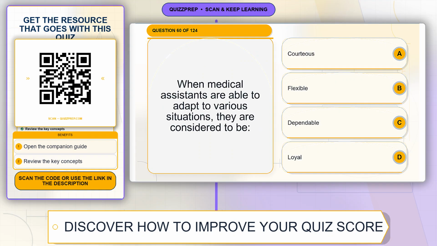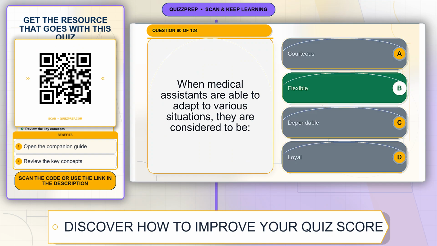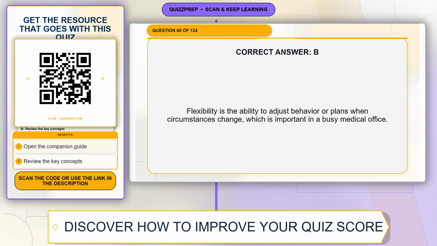Question 60. When medical assistants are able to adapt to various situations, they are considered to be: Option A, courteous. Option B, flexible. Option C, dependable. Option D, loyal. The correct answer is option B, flexible. Explanation: flexibility is the ability to adjust behavior or plans when circumstances change, which is important in a busy medical office.